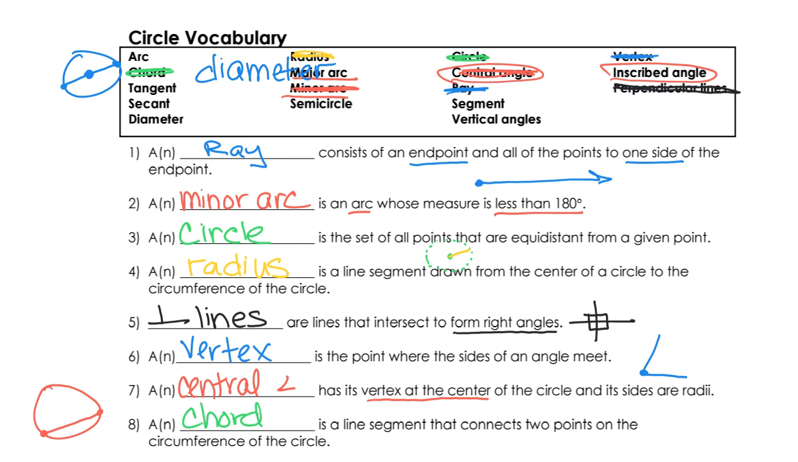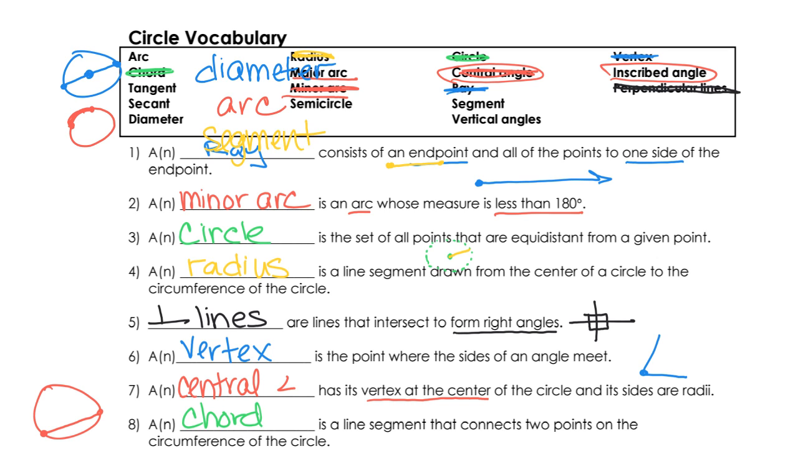Number 10, a blank is any part of the circumference of the circle. So remember, circumference is the curved part, and curved parts are arcs. Number 11, a blank consists of 2 endpoints and all the points in between them. So 2 endpoints and all the points in between them, that's just called a line segment or segment.